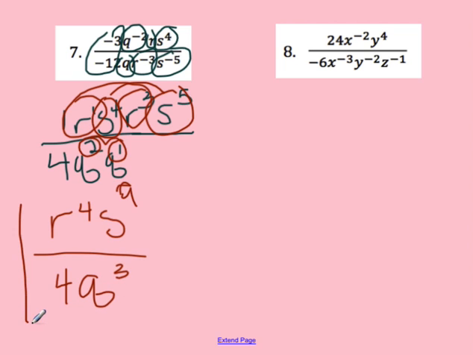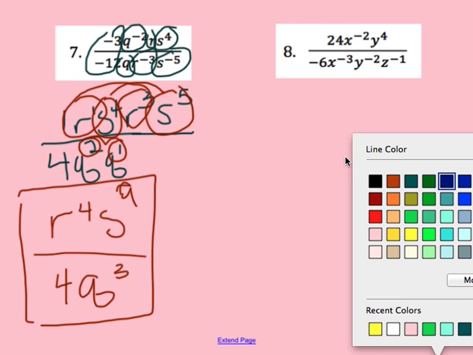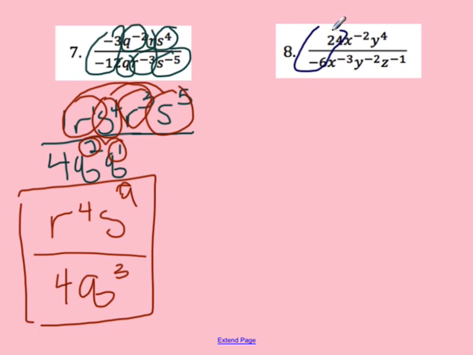So this right here is your final answer. You could leave the 1 in front of the r if you wanted to, but you don't need it. Okay, the biggest thing is that we got rid of all of those negative exponents. So let's take a look at number 8 now. We want to simplify 24 divided by negative 6. So that's just going to end up being negative 4 over 1.